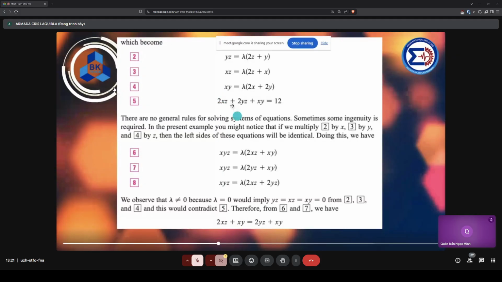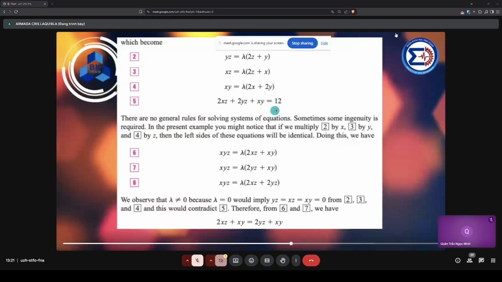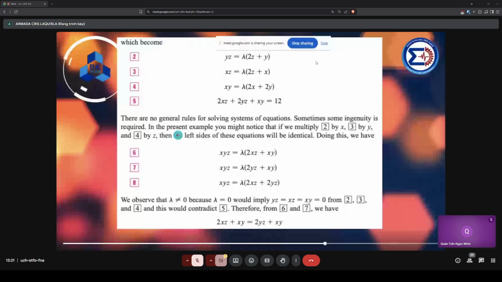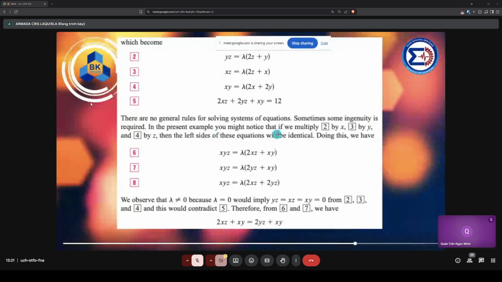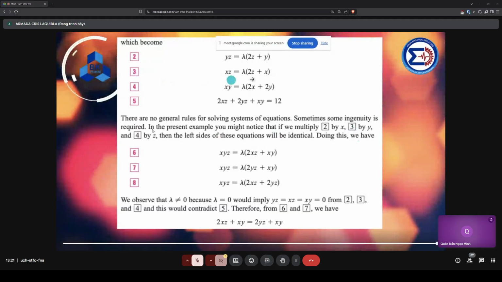This is your constraints. Now, class, what we are going to do, it says here, in the present example, you might notice that if we multiply the second equation by x, the third by y, and the fourth equation by z, this will be the result. As you can see, they are all now xyz. Since they are all xyz, the whole things here are equal with each other.